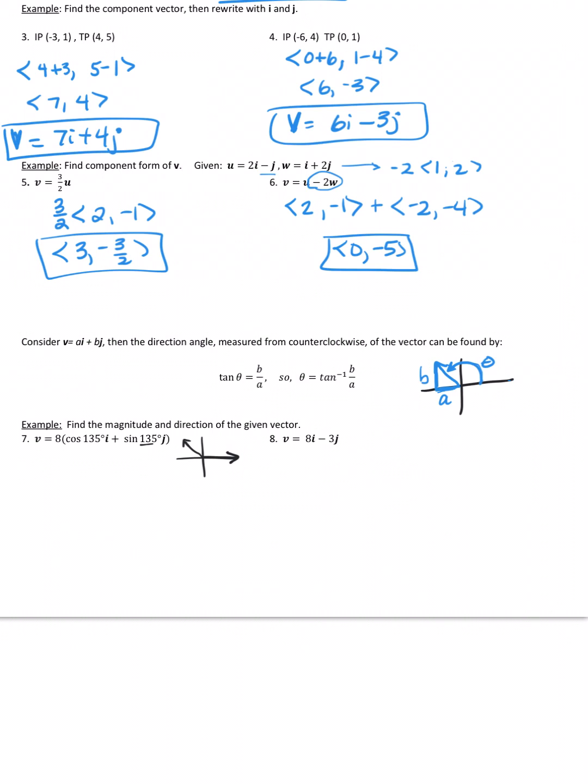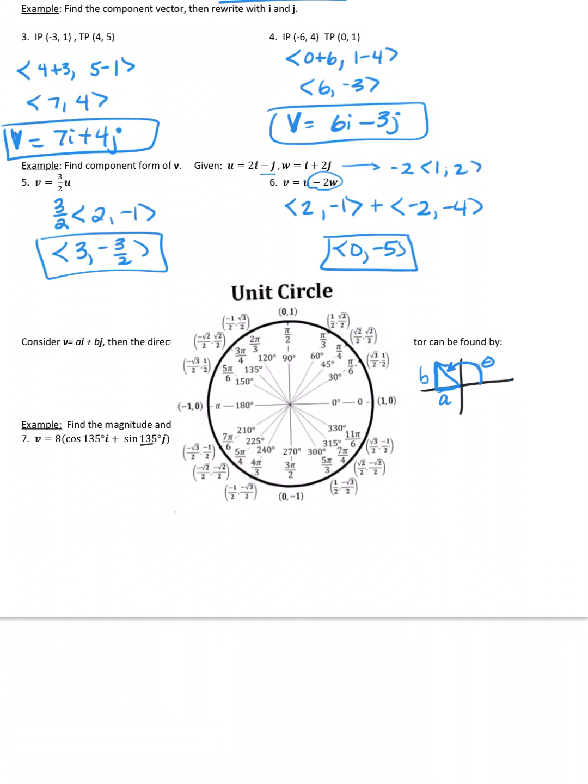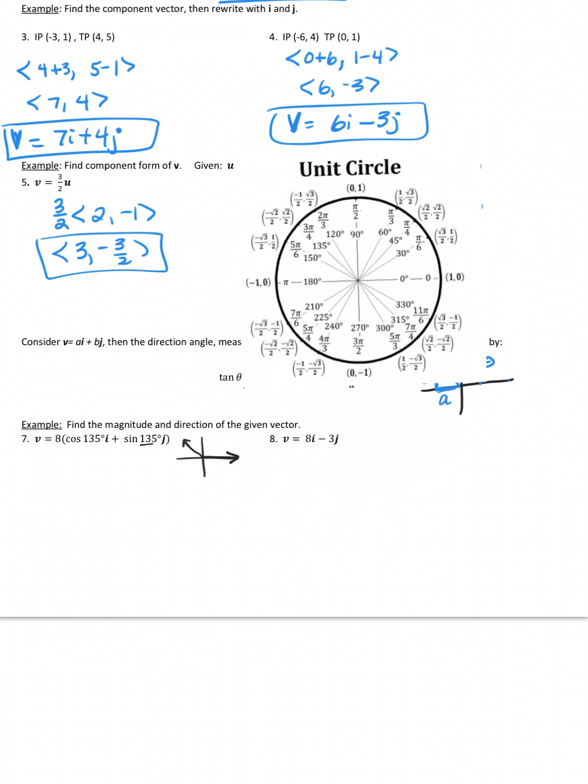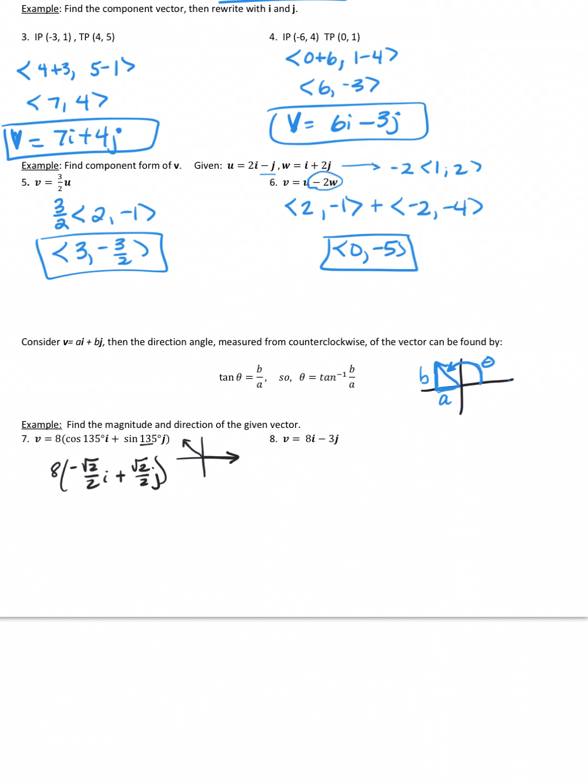All right, so if we think about our unit circle here for just a moment, let me pull that back out. Where are we at 135? Well, at 135, our i, the horizontal, the x value is negative square root of 2 over 2. So I'm just going to write 8 times negative square root of 2 over 2 i plus, what is the sine at 135? Well, it's positive square root of 2 over 2 j. Okay, now we have actual values there, and we can continue on.